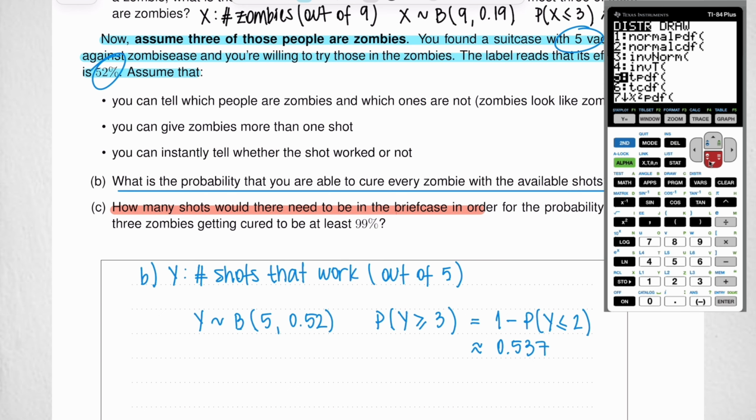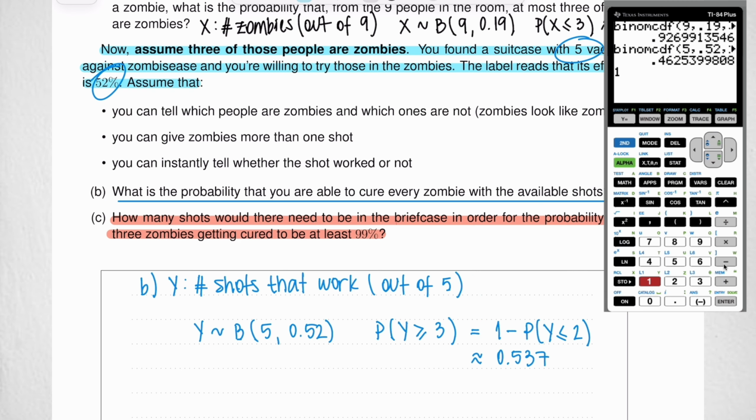Now on to the hardest question. How many shots would there need to be in the briefcase in order for the probability of all 3 zombies getting cured to be at least 99%? Well, the probability of curing every zombie, all of 3 zombies, if we have only 5 shots, we just calculated that, it's 53.7%. It makes sense that having more shots would increase the probability of curing everybody, of course. So the question is, how many shots do we need in order to raise that probability to 99% or more?